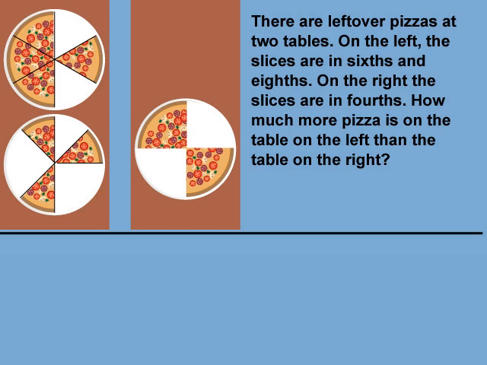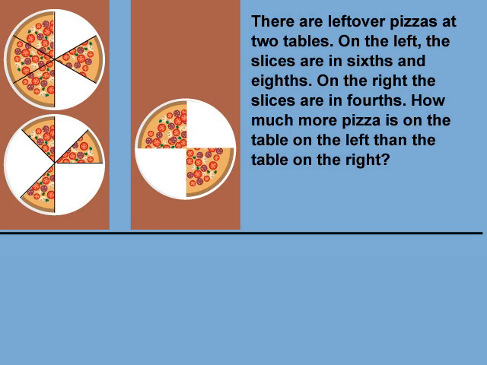There are leftover pizzas at two tables. On the left, the slices are in sixths and eighths. On the right, the slices are in fourths. How much more pizza is on the table on the left than the table on the right? The table on the left has 4/6 plus 3/8 amount of pizza left. The table on the right has 2/4.